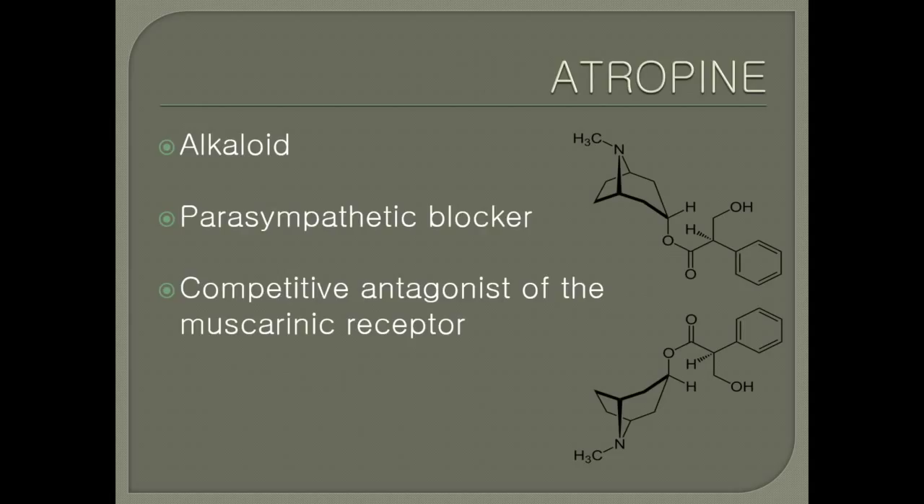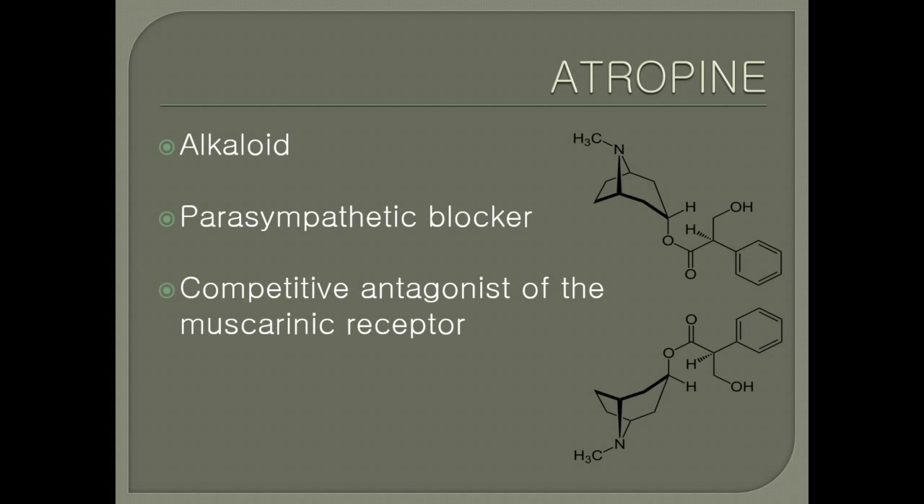Atropine has three different names: alkaloid, parasympathetic blocker, and competitive antagonist of the muscarinic receptor. Alkaloids are a group of naturally occurring chemical compounds that contain mostly basic nitrogen atoms. This group also includes some related compounds with neutral and even weakly acidic properties. Some synthetic compounds of similar structure are also termed alkaloids.